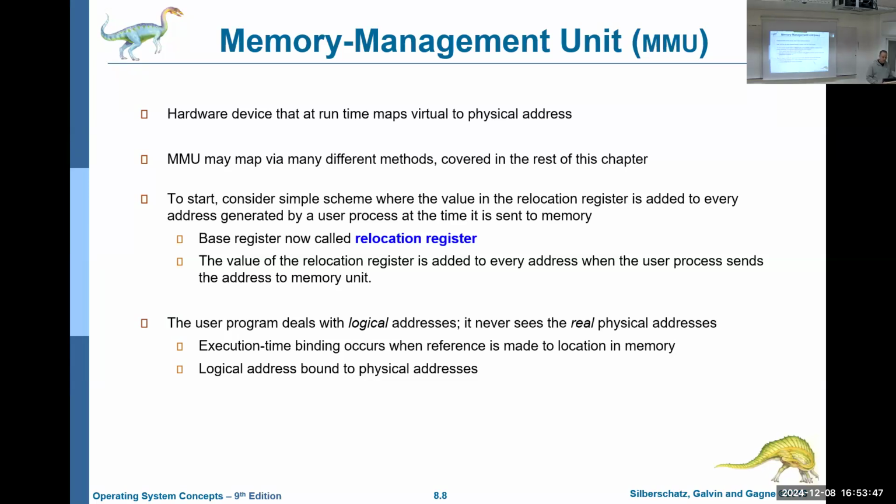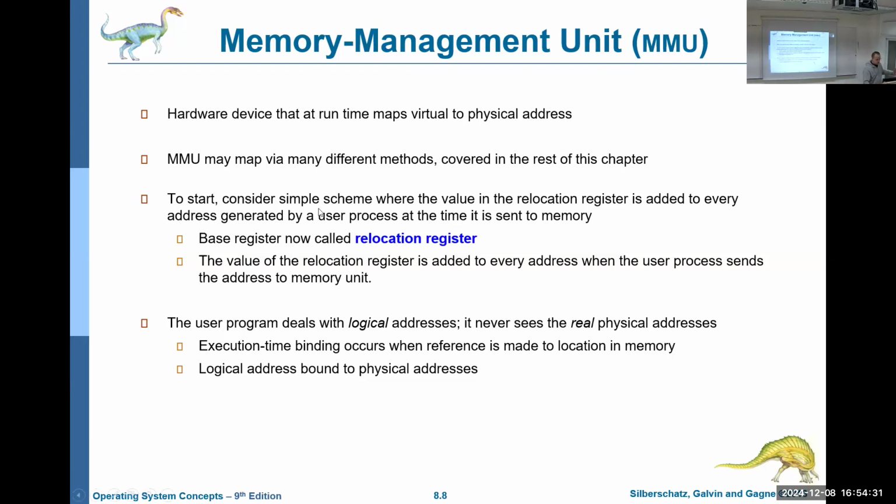To start, consider the simple scheme where the value in the relocation register is what we saw before, the base register. We're now going to call it a relocation register. What we called the base register was just a place to check that the compile-time or load-time binding gave me an actual address within the range it's supposed to be. That was what we were using it for before. Now we're going to call it the relocation register because we're going to use it to relocate our code. What do we mean by relocate? Move. We're going to take our code at 100 and add 10,000 to it, so now it'll be 10,100. The register, the beginning point, will actually be added to our address.